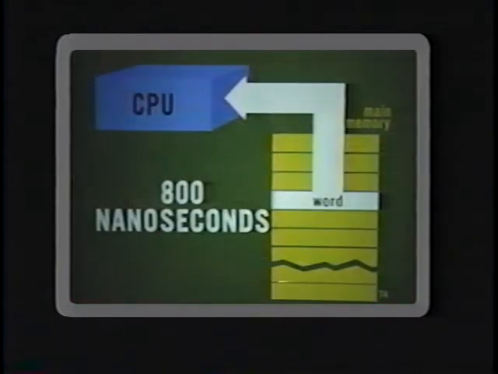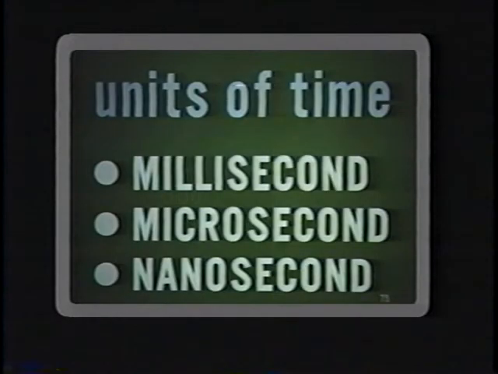For example, in just 2.5 microseconds, this minicomputer can perform 1 addition. And in 800 nanoseconds, the central processor can locate and retrieve a word stored anywhere in main memory. Let's review the 3 basic units of time that we've defined in this lesson.